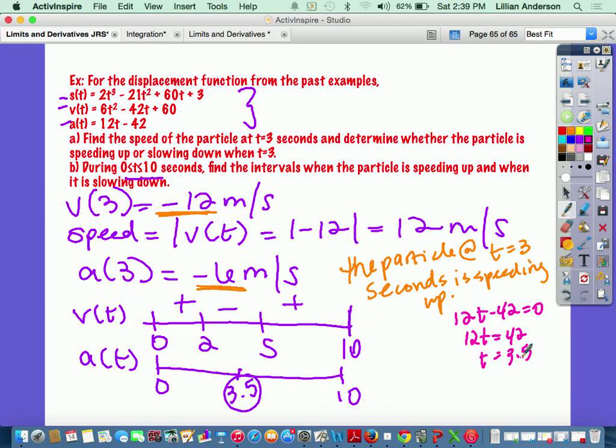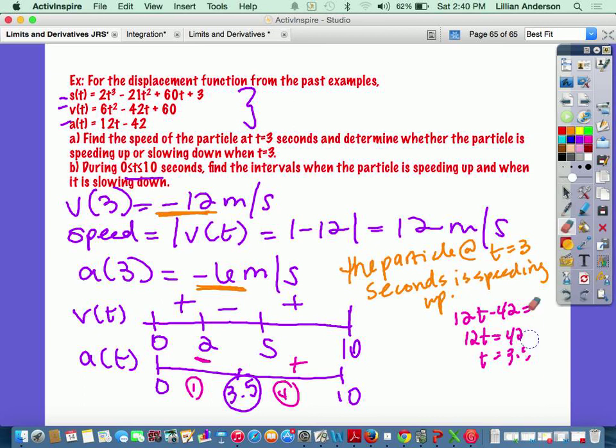So again, you pick some test points here. I'm going to pick 1, and then I'm going to pick 4. It doesn't matter what test points you pick as long as they fall in between the main points. I'm trying to see where I'm decreasing and where I'm increasing. When I plug 1 into my acceleration function, the number is negative. When I plug in 4, the number is positive. So I'm decreasing from 0 to 3.5 and increasing from 3.5 to 10.